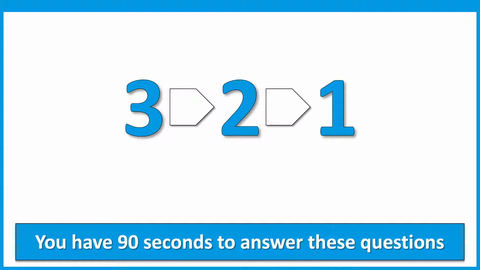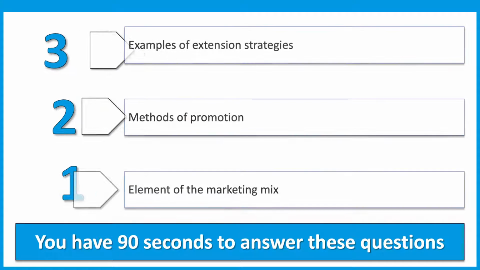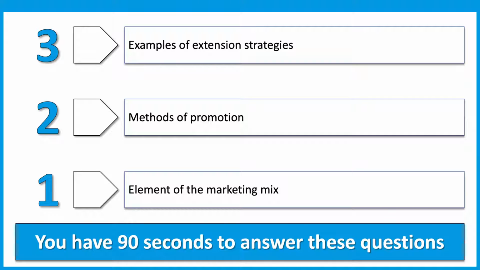That concludes our multiple choice. Let me hand over to Peter for 3, 2, 1. Hello, good afternoon, folks. This activity is called 3, 2, 1. You're going to have 90 seconds to answer 3 questions. Can you give me 3 examples of extension strategies, 2 methods of promotion, and 1 element of the marketing mix? Be great to see your answers in the chat window over the next minute and a half or so.